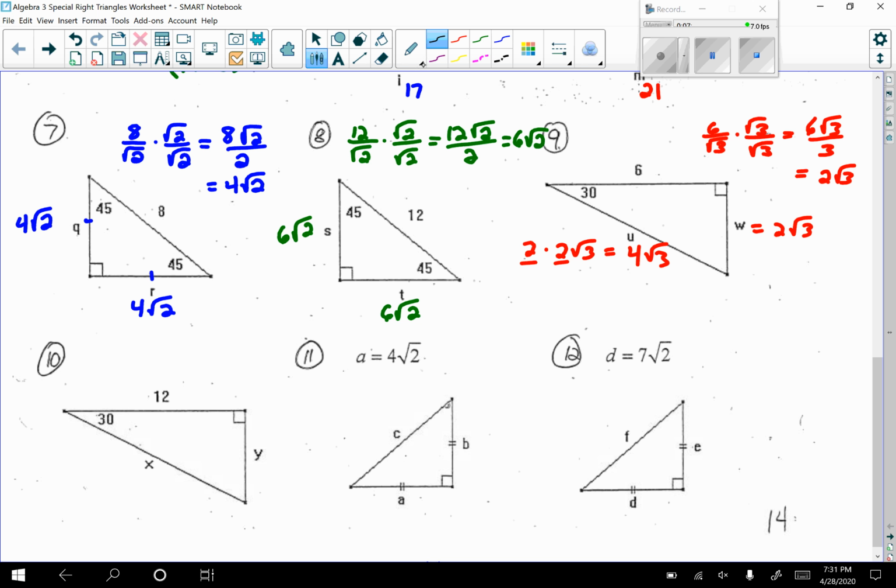Likewise for number 10, I'm going to take the 12 divided by radical 3, rationalize. So we end up with 12 radical 3 over 3, which becomes 4 radical 3. So my short leg is 4 radical 3. Now if I double that, I'm really just doubling the 4. So the length of my hypotenuse is 8 radical 3.